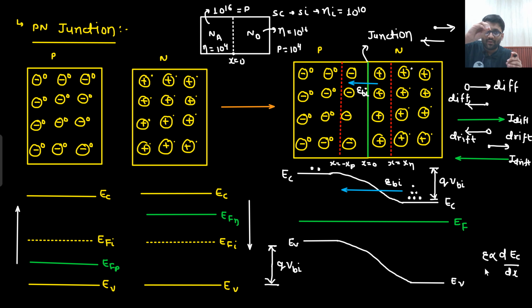If I reduce this barrier or if I increase this barrier, then I will be able to control my drift and diffusion currents. And based on that, I will be getting some current. And from here, the concept of forward bias and reverse bias would come into action. In forward bias, I will reduce the barrier. And in reverse bias, I would increase the barrier. So if I have increased the barrier, then what will happen? Drifting would become easier, but diffusion would become difficult.